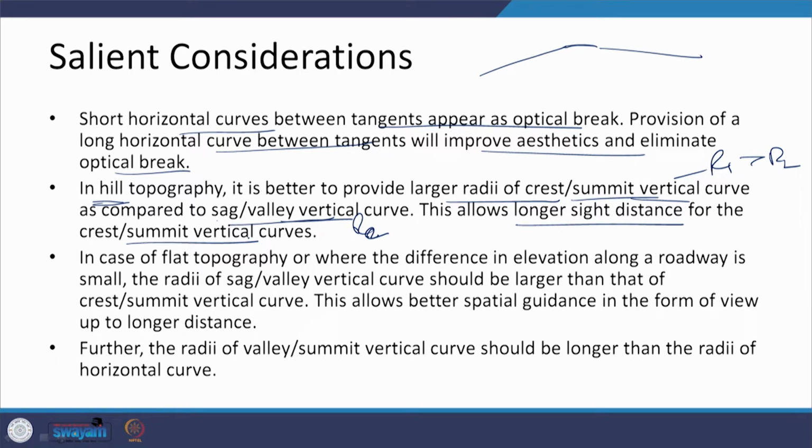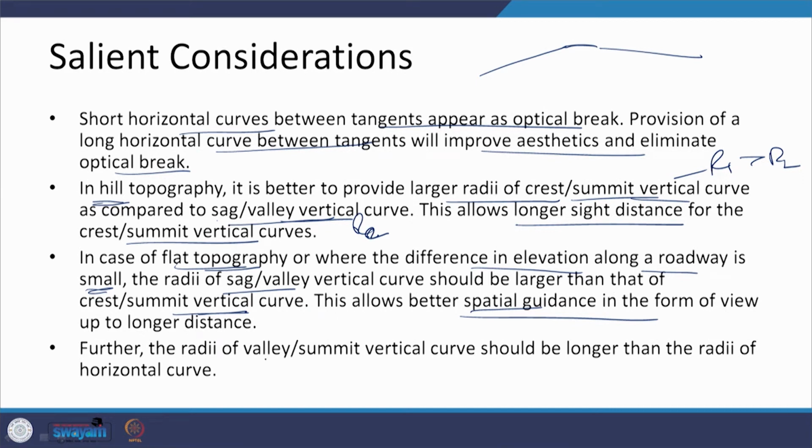Then in the case of flat topography, or where the difference in elevation along the roadway is not too much, the radius of the sag or valley vertical curve should be larger than that of the summit vertical curve. So, there are two things which we are talking about in this case. This allows better spatial guidance in terms of the total view, which also includes the 3D conditions of the features provided on a road. So, the cumulative condition is being talked about here.